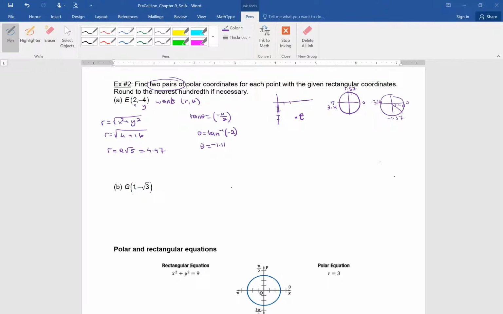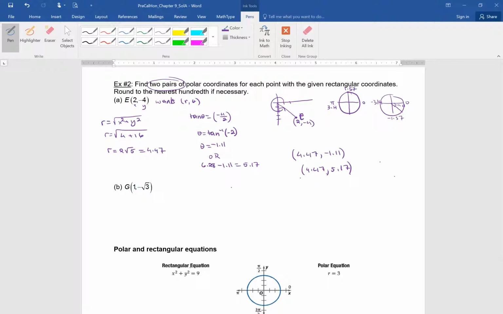All right, so now it says to find two pairs. My angle is here, and 2 and negative 4 is where my point is. So one possibility of the angle is theta equals this. What's another possibility? 6.28 minus that. 6.28 minus 1.11, how much is that? 5.17. So my two possibilities are 4.47, negative 1.11 and 4.47, 5.17. Okay? Any questions?